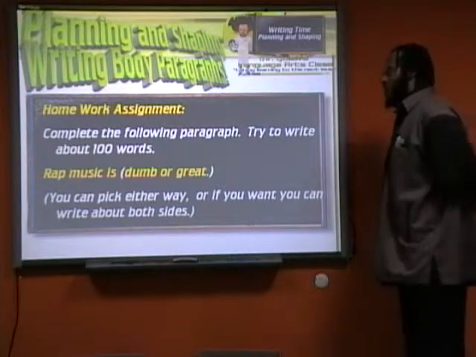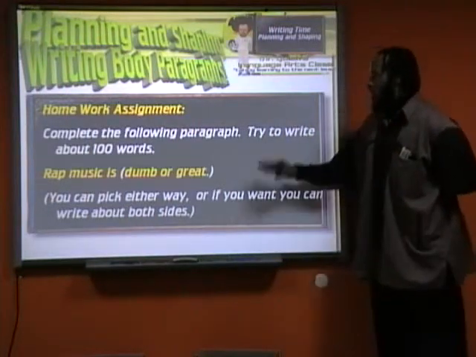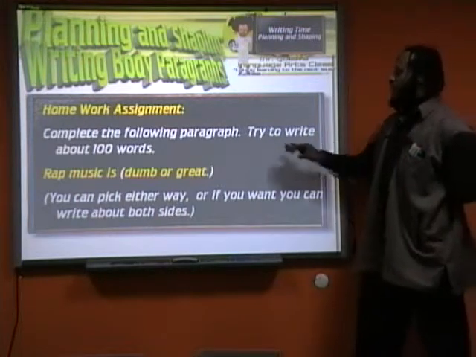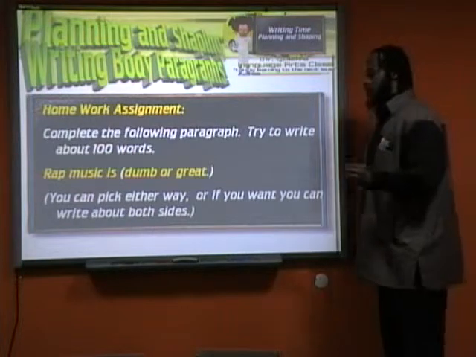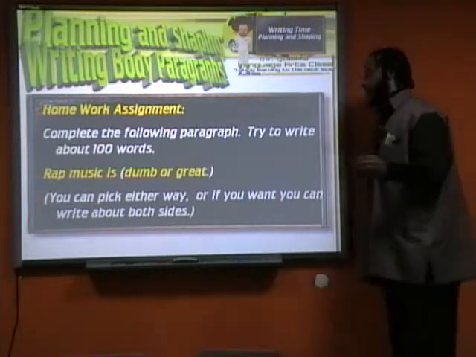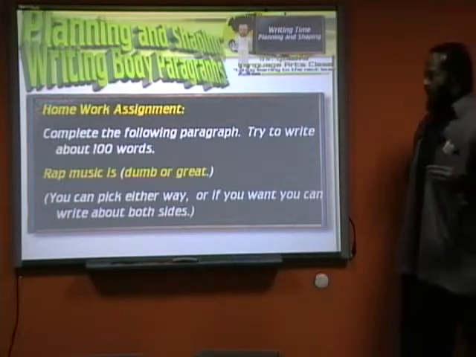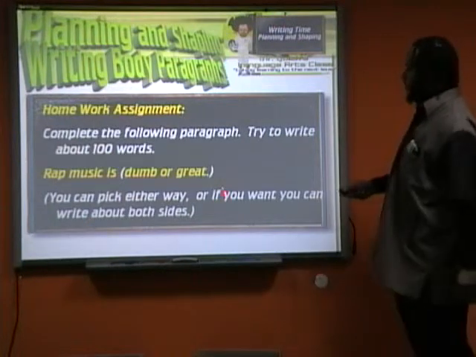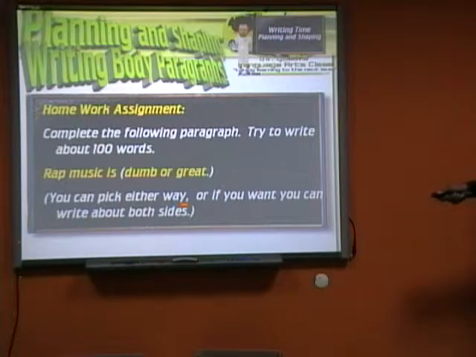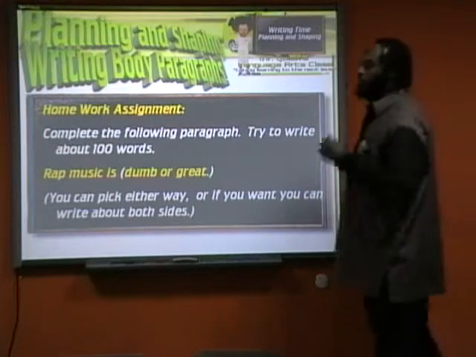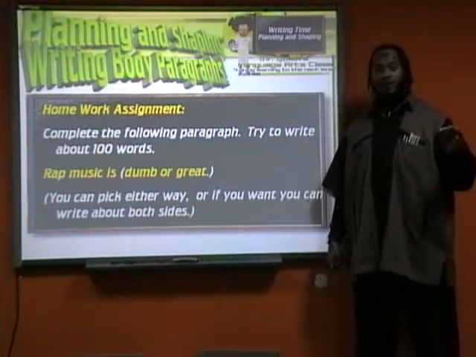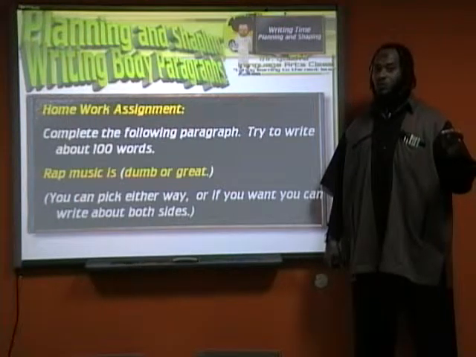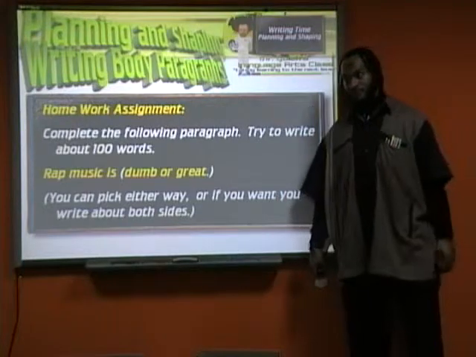Homework. Complete the following paragraph. Try to write about 100 words. We're just talking about a paragraph here. Rap music is dumb or great. You can pick either way, or if you want, you can write about both sides. But we're talking about a paragraph. Listen carefully, because not listening is going to cause you to do more work than necessary. We're writing a paragraph.